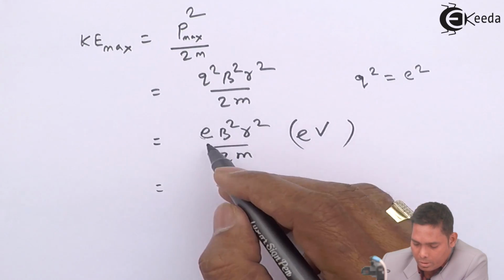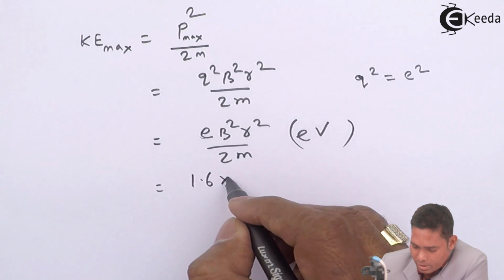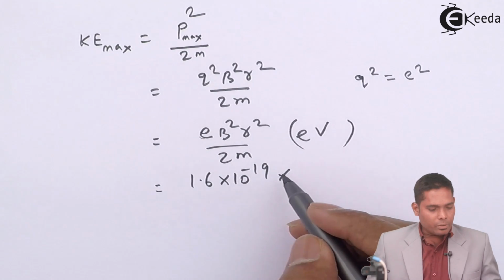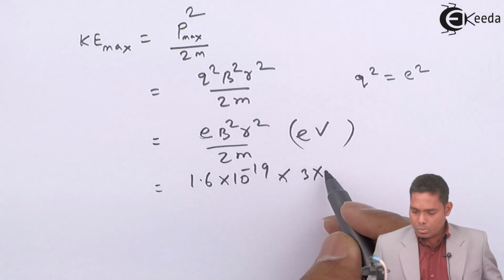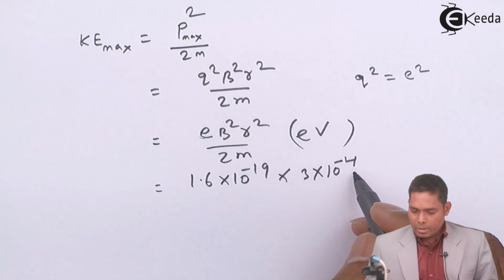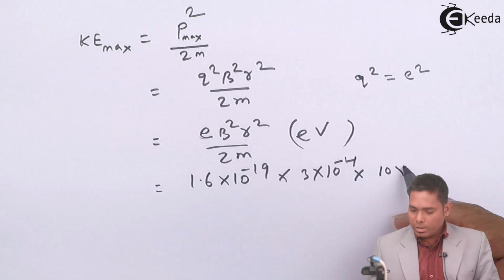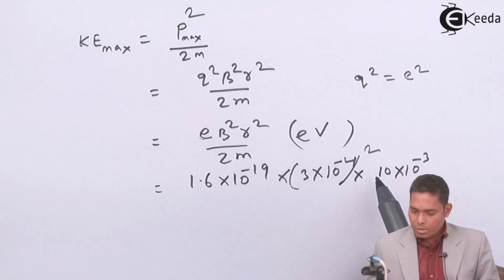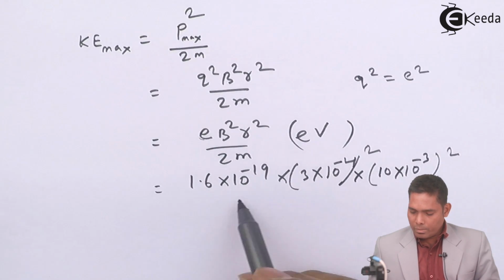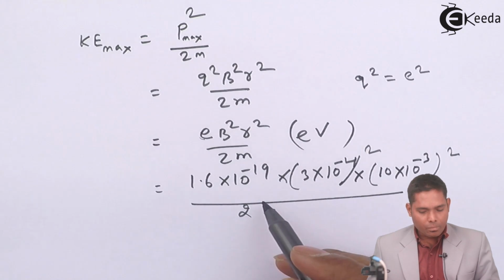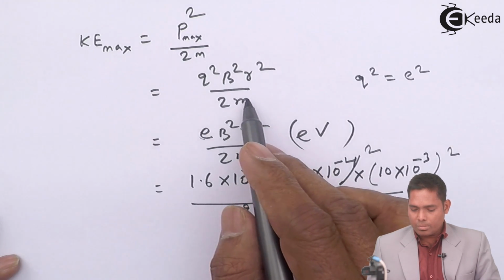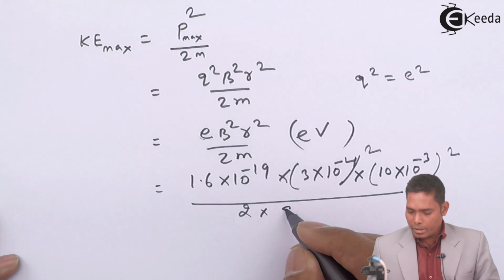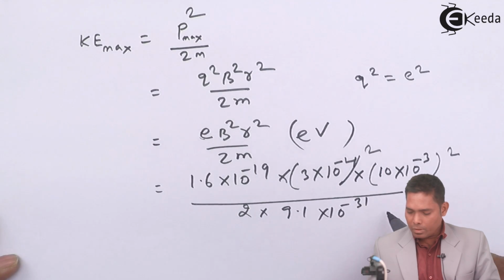Therefore, I will just put the value: 1.6 times 10 raised to minus 19 is the charge of the electron, and the magnetic field is given in the question as 3 into 10 raised to minus 4 Tesla, and our radius is 10 mm, so 10 raised to minus 3. So you have B square, r square divided by twice m. M is the mass of the charged particle. Here it is the electron. It's not given in the question, but you know that the mass of the electron is 9.1 times 10 raised to minus 31 kilogram.